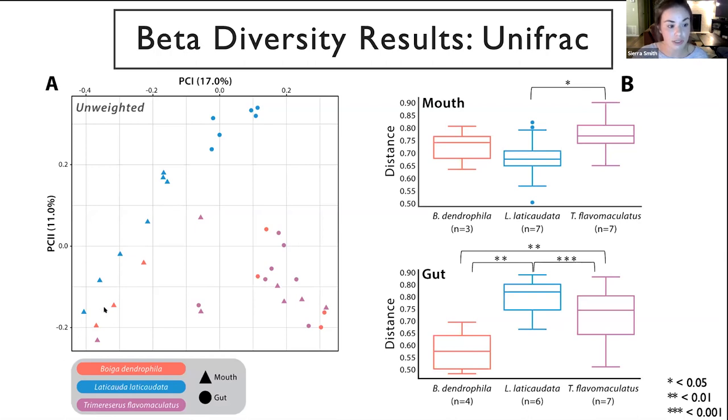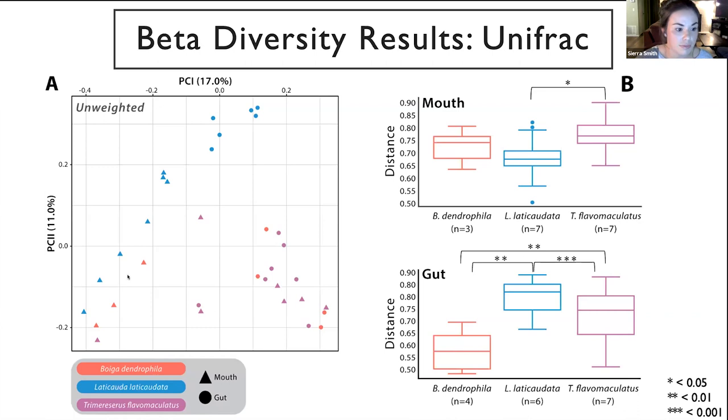Visually, you can see a divide here in multivariate space between the Laticata, which is in blue, and the Trimeriseris and Boyga samples, where Trimeriseris is again purple and Boyga is red. So you can see that there's a separation. Compositionally, Laticata is pretty different from Trimeriseris and Boyga across both body sites.